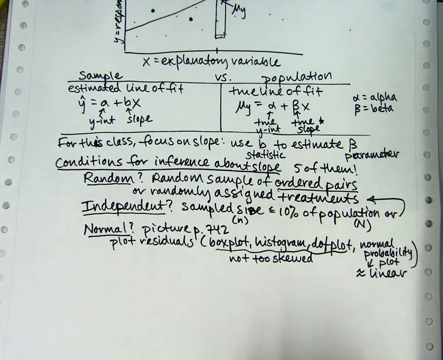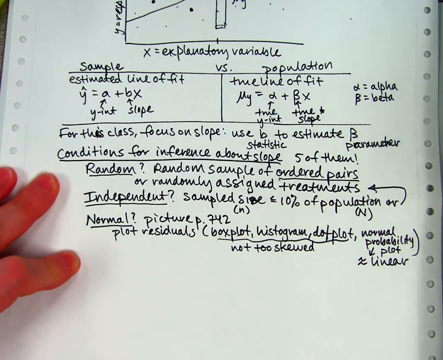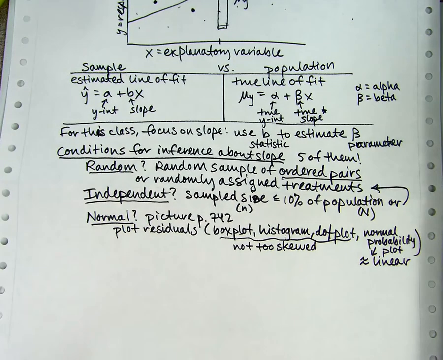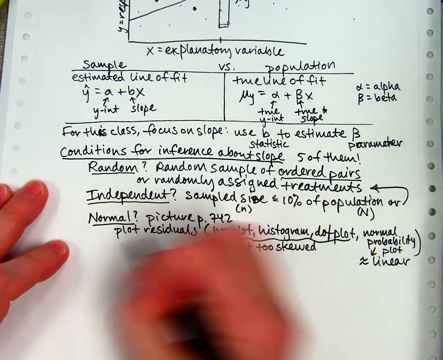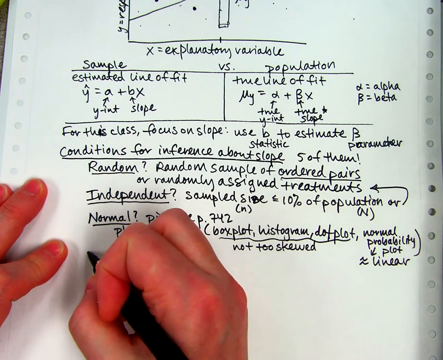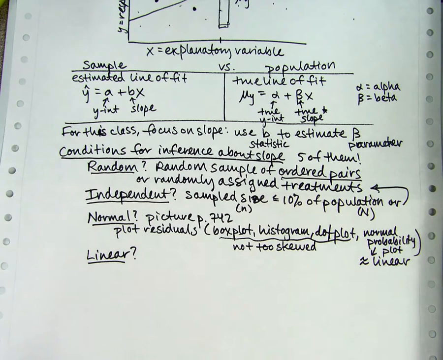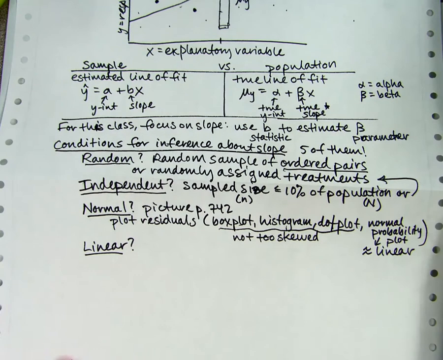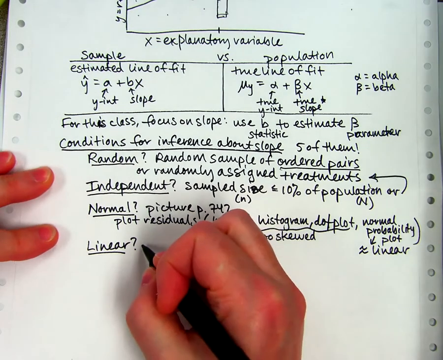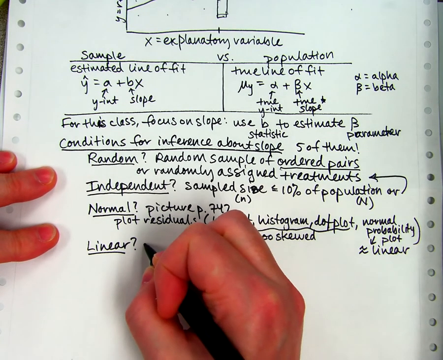All right. There are two more, unfortunately, besides these three familiar ones. So the next one is almost too obvious. It has to be linear. We can't do a line of fit if it's not linear. So yes, one of the conditions is you check to see if it looks like it's curved or not. You can do that with either the original scatter plot or a residual scatter plot.